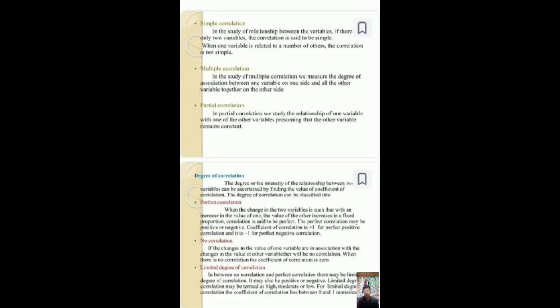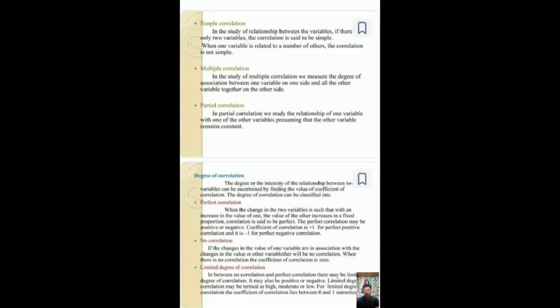The second one is the no correlation. If the changes in the values of one variable are not associated with the changes in the value of the other variable, there will be no correlation. When there is no correlation, the coefficient of correlation is 0.